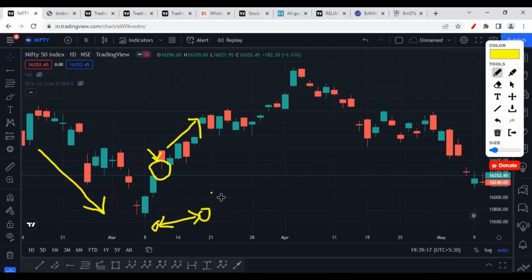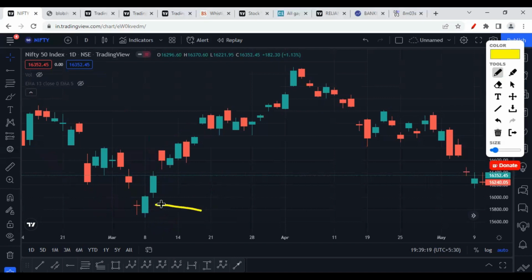So two big green candles here, and then a gap. This was the first gap. After that, you can anticipate a gap or an up move, and then you can trade in the direction of the trend. The most important thing to remember here is that the gap itself will tell you whether there is going to be a gap up or a gap down the next day.